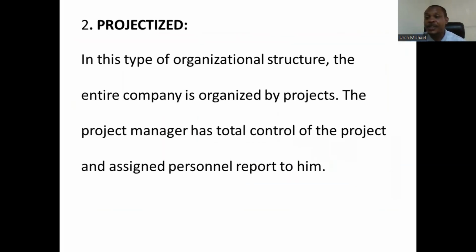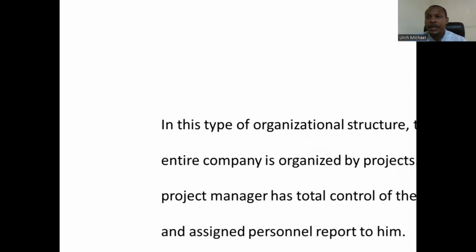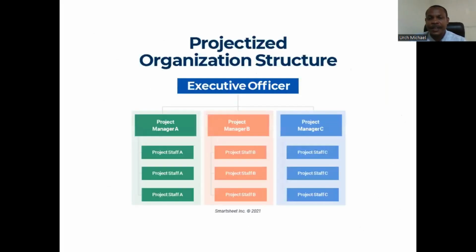Then you have the projectized, or you call it the project-oriented organizational structure. In this type of organizational structure, the entire company is organized by projects. All right, the project manager has total control of the project and assigned personnel report to him. Okay, so we have a diagram also. I'm going to use a diagram to explain this. You have the projectized organizational structure here. You can see the executive officer right above the managers. Then right beneath him, you have project manager A, project manager B, project manager C. Then you have project staff under them.